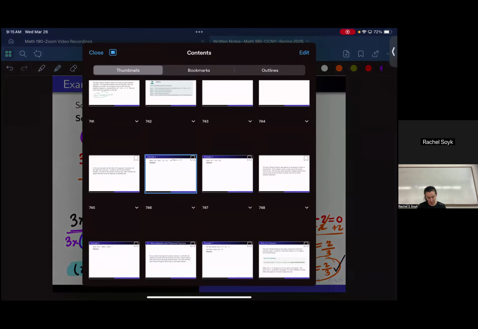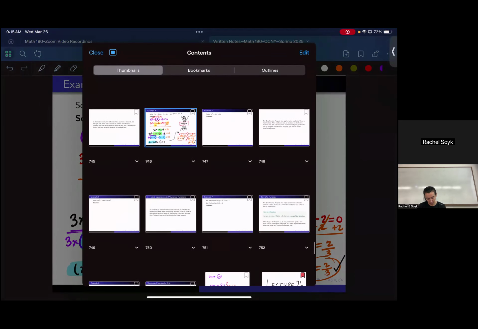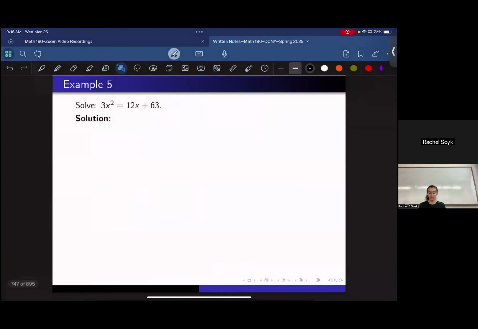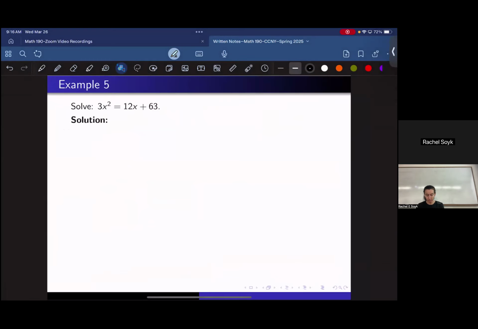Just want to see how much we have left. Let's try and do one more example together. And then I think what we'll do is we'll finish up this session next time. So example 5, once again, let's bring everything over to that left-hand side.